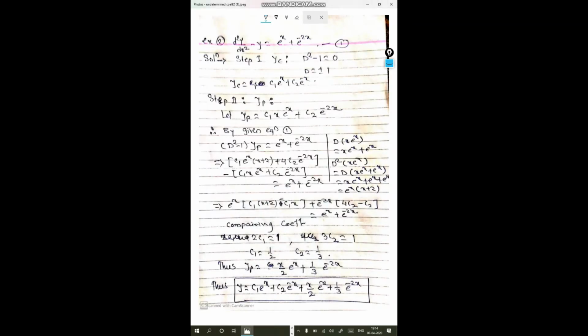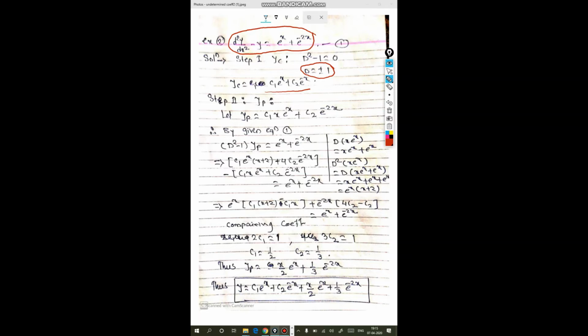Okay, we are in the second example of the method of undetermined coefficients, and our example here is d2y by dx square minus y is equal to e raised to x plus e raised to minus 2x. So in this case, if you see, the roots of the auxiliary equation are plus or minus 1, so our yc is c1 e raised to x plus c2 e raised to minus x.